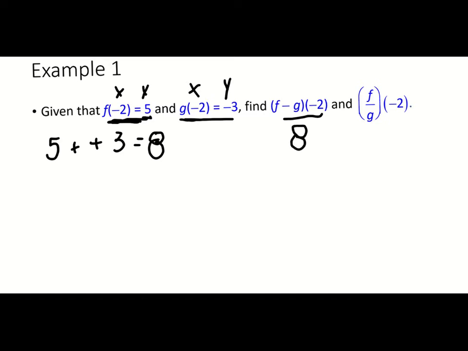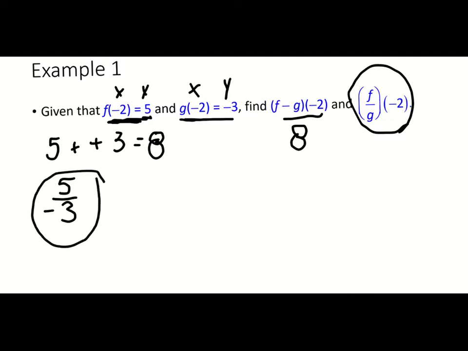Now, the next one, we wanted f divided by g of negative 2. So again, my y value is 5. I'm going to take my 5, or the answer, and then divide by negative 3. And that, honestly, because we can't simplify it, that's our answer for f divided by g of negative 2. We really can't do anything else with it. So that, nice and easy. We're going to work with some variables next, but that is what you would do with just numbers.